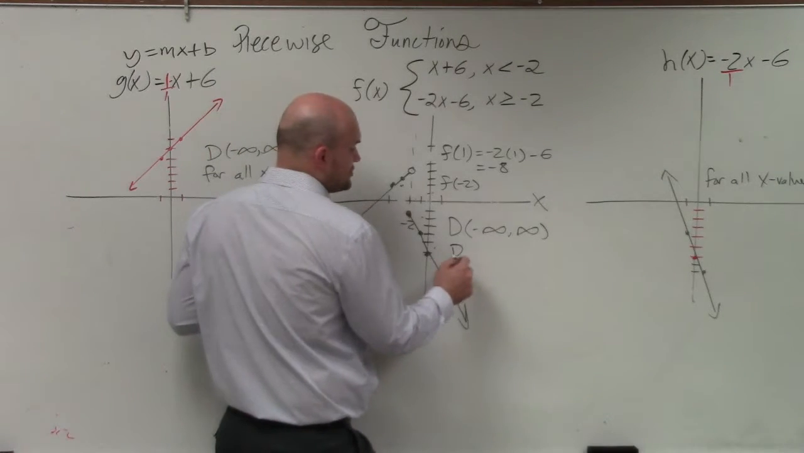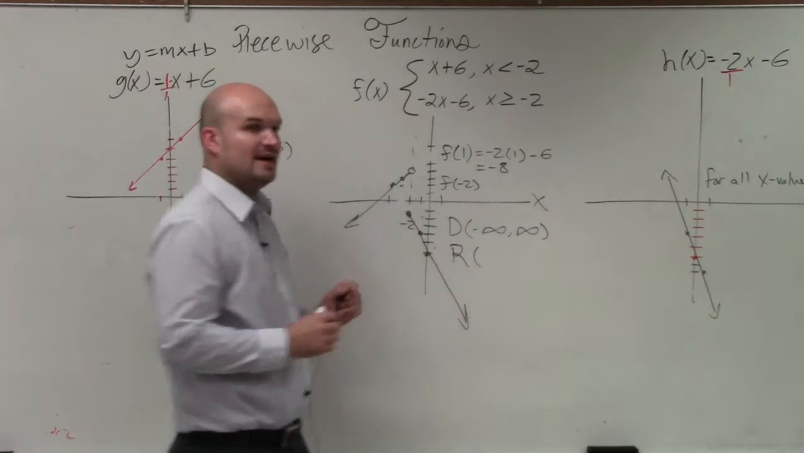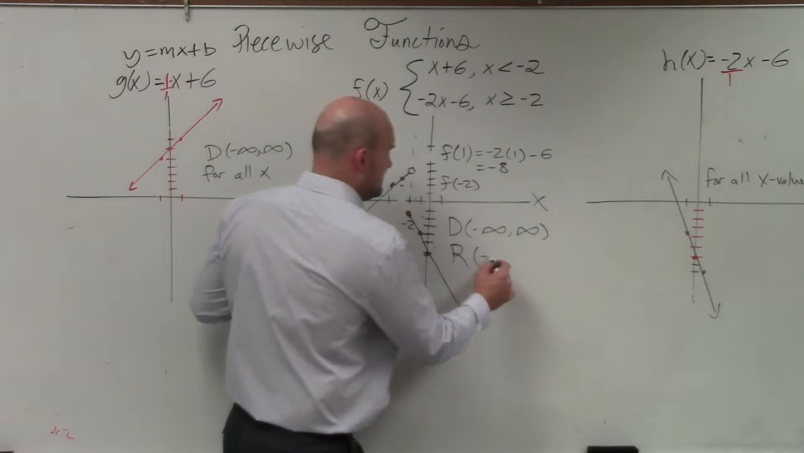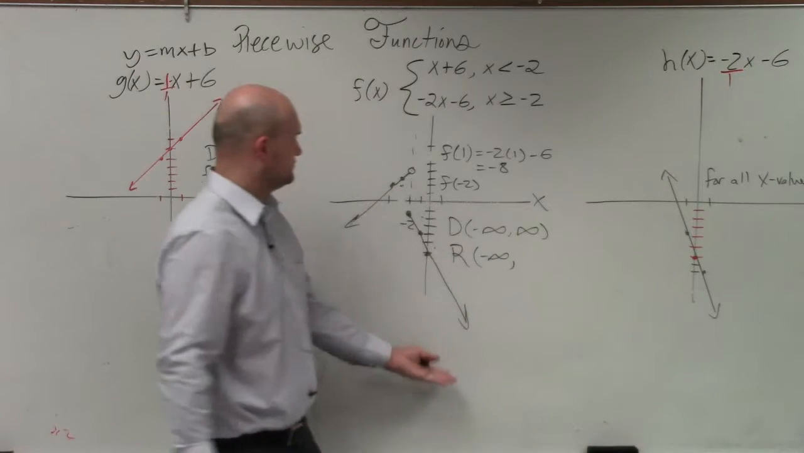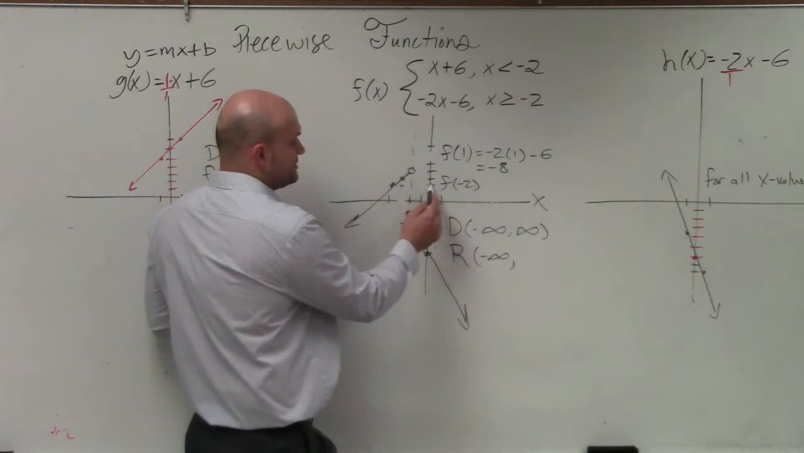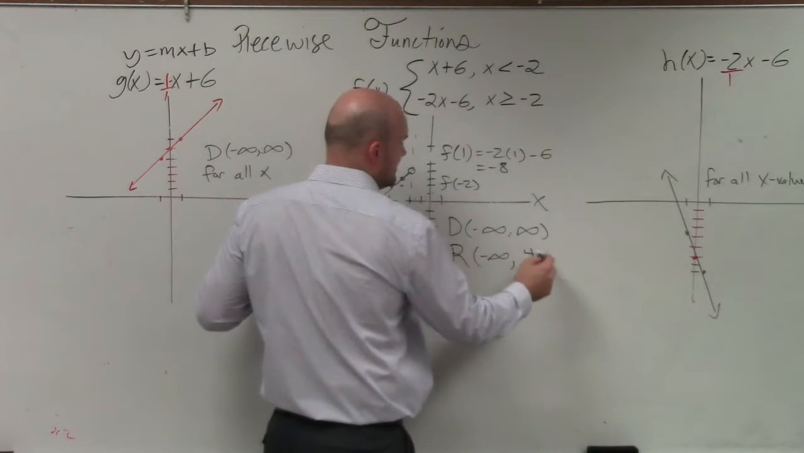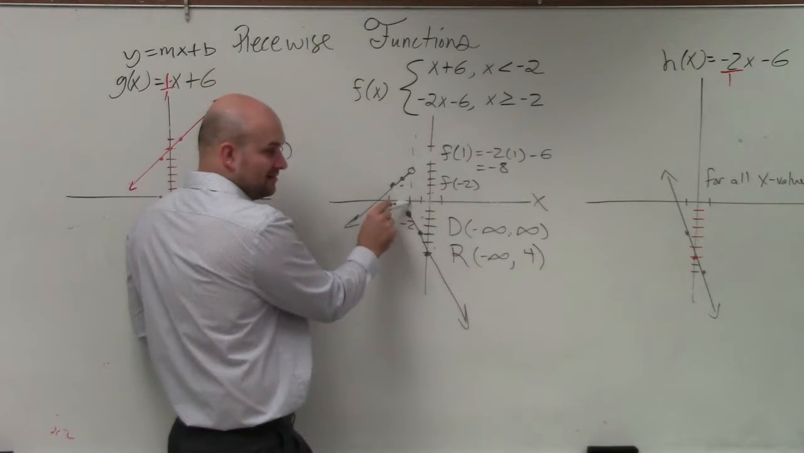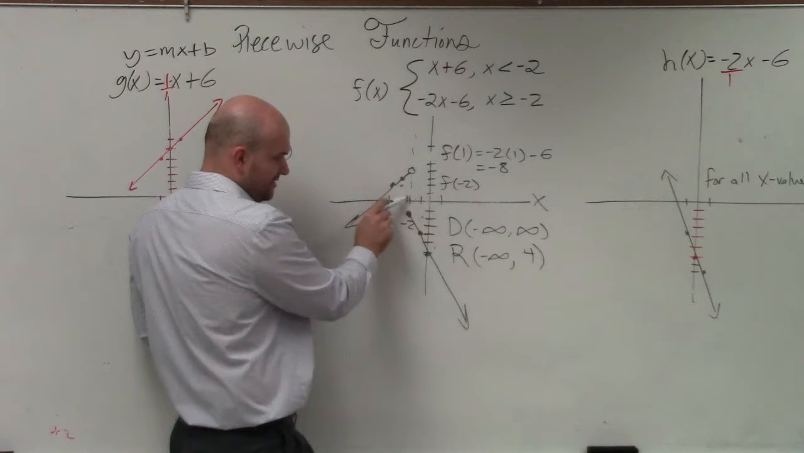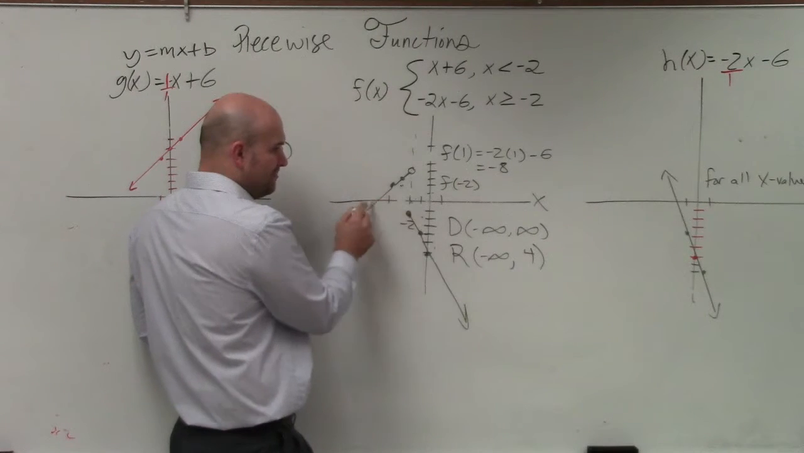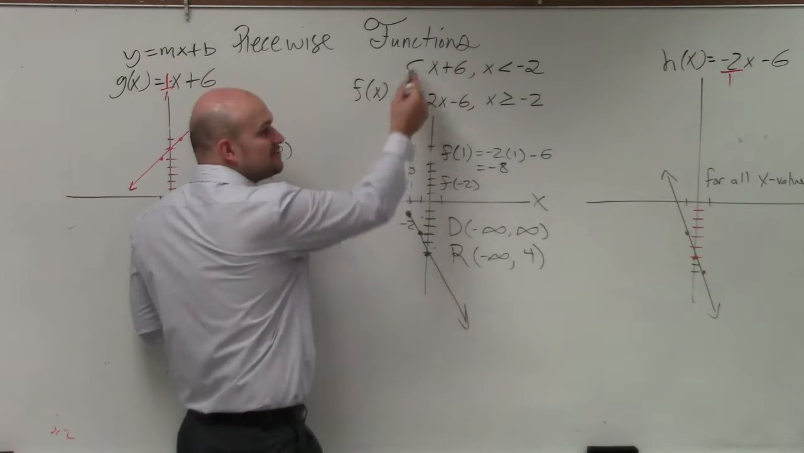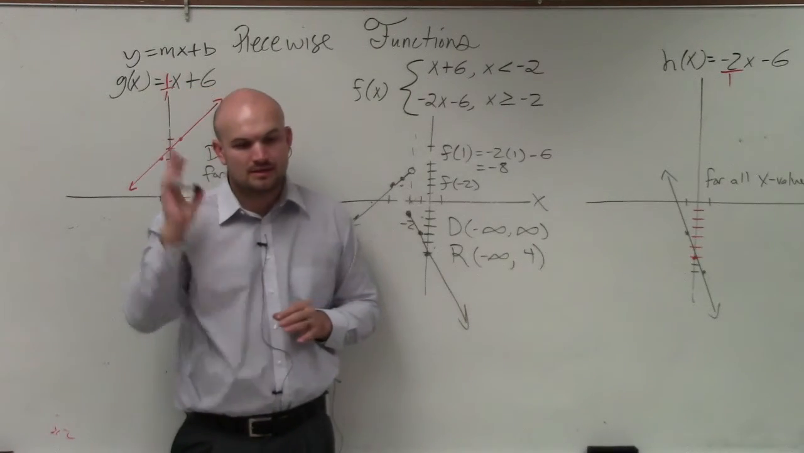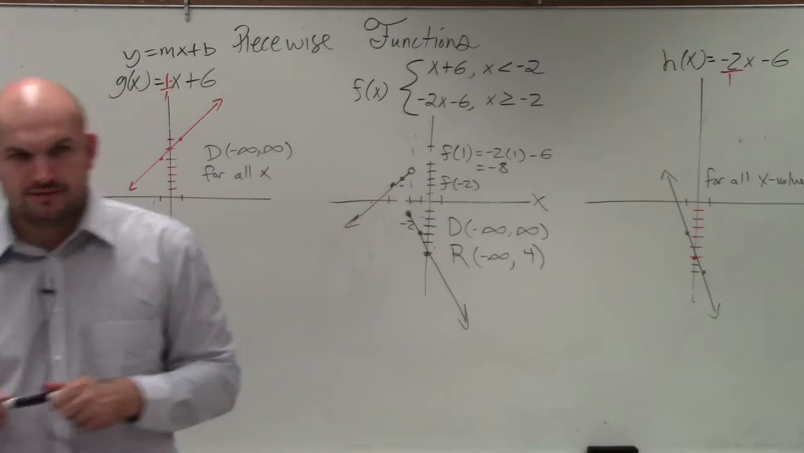Whereas my range, if we're looking at range, how low does this graph go? Negative infinity. And then how high does it go? 4. 1, 2, 3, 4. Now, that's open because that's an open circle. You might say, well, there's nothing here for this function. You're right. There is nothing here for that function. But there's something on this function. And that's what piecewise functions are. You can include both of them. OK? All right.